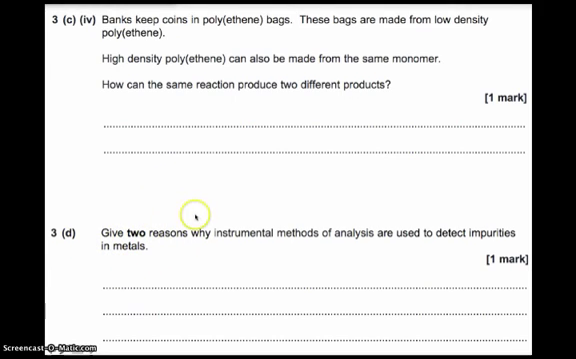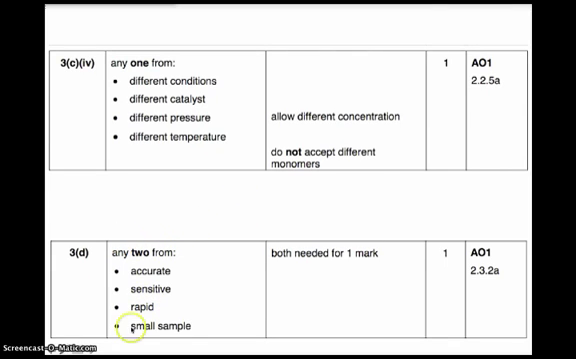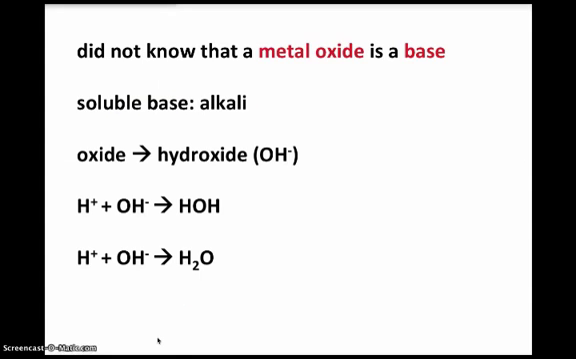So the question asks you to give 2 reasons why instrumental methods of analysis are used to detect impurities. Now the question here is about instrumental methods. It's not about impurities in metals. So some people wrote about the impurities in metals, but what they wanted was why it is that you use instrumental methods above things like the burettes that we looked at in the previous bit. So these are the 4 that they're looking for. They're accurate, they're sensitive, they're rapid, they're fast, and you only need a very small sample.